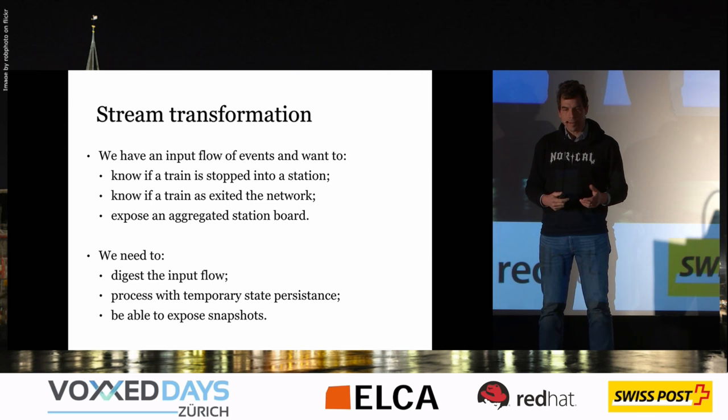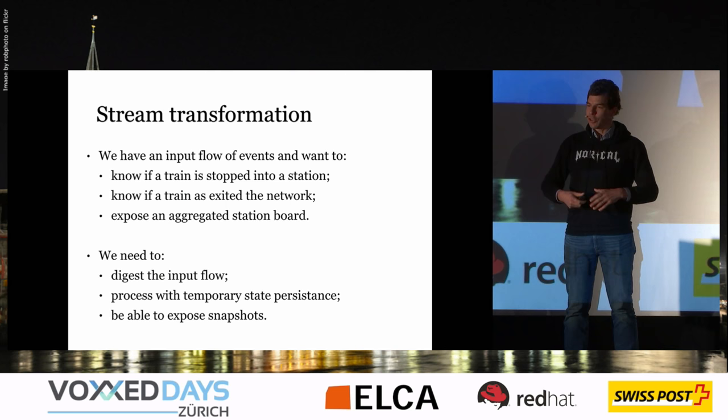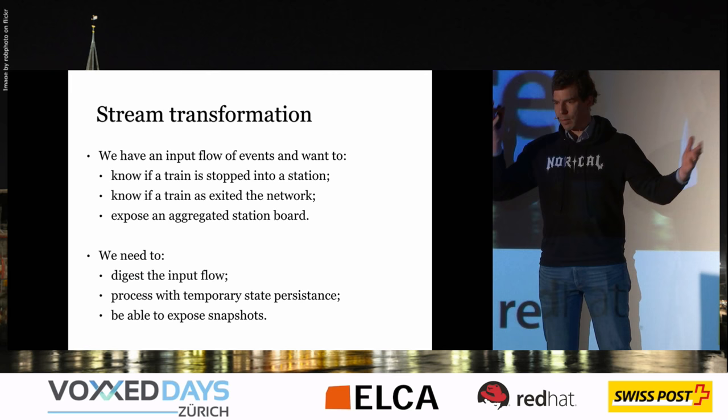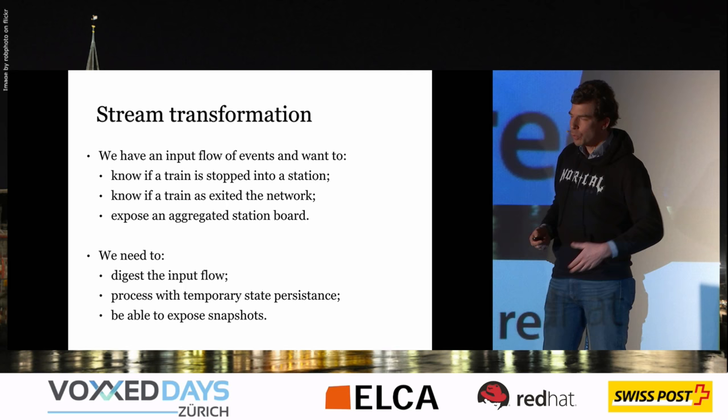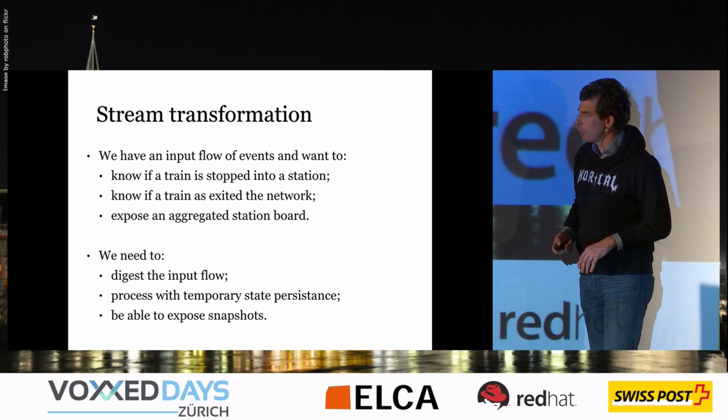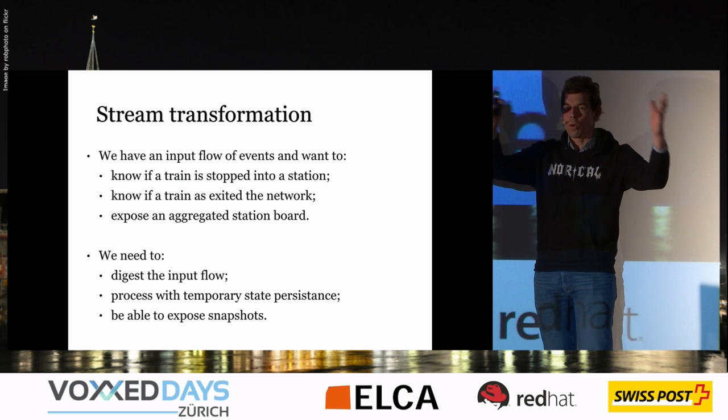We also need state persistency because the train doesn't tell us, I have finished, I'm home. No, it just disappears from the grid. So we must keep track, saying we have not had any information for train 123 for 1 minute, so let's consider it's off the grid. And so on. We need this to digest the input flow, but also to process it with some state persistence, and of course to be able to say, give me the position of all the trains, for example.